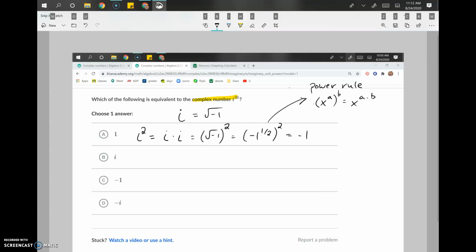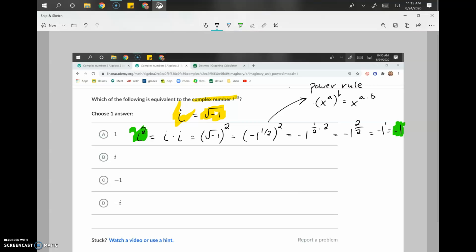We've got -1 to the 1/2 power times 2. Now we're just multiplying fractions. Multiply the numerators together: 1 times 2 is 2, and then 2 times 1 is 2. And so we've got -1 to the 2 over 2 power, and we know that 2 divided by 2 is 1. So we got -1 to the 1 power, and anything to the 1 power is itself, so we got -1. So i squared, if i is the square root of -1, is the same thing as -1. Those are the same exact thing.